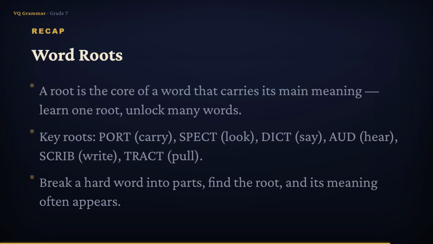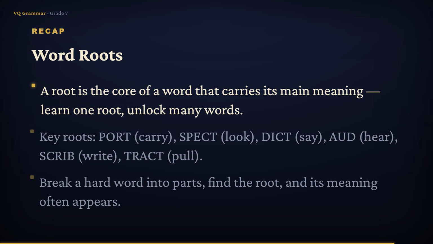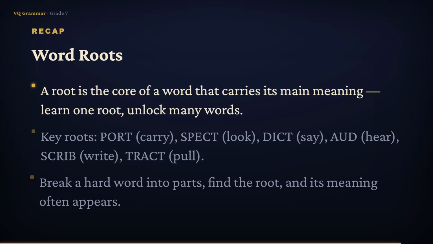Let's gather up what we learned in Unit 13, Lesson 79. A root is the core part of a word, the piece that carries its main meaning. And learning one root can unlock many words at once. We met 6 of them today. Port means carry. SPECT means look. DICT means say. AUD means hear. SCRIB means write. And TRACT means pull. And when a root stands alone as a full word, we call it a base word.